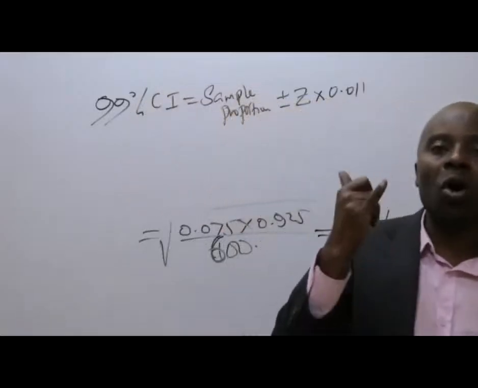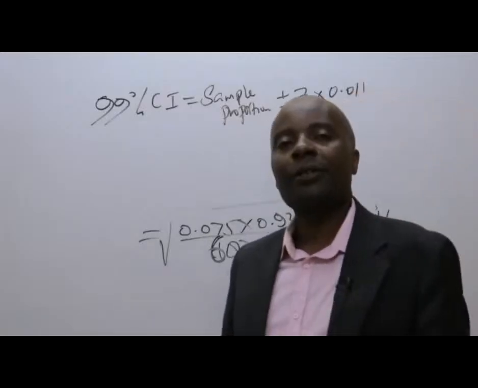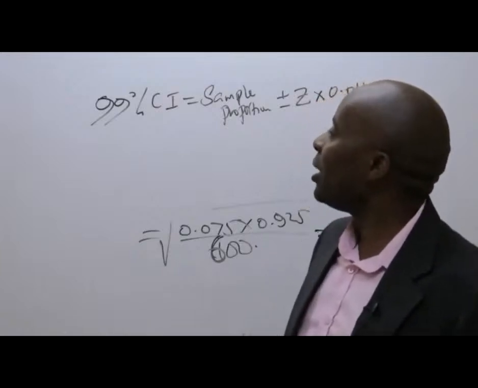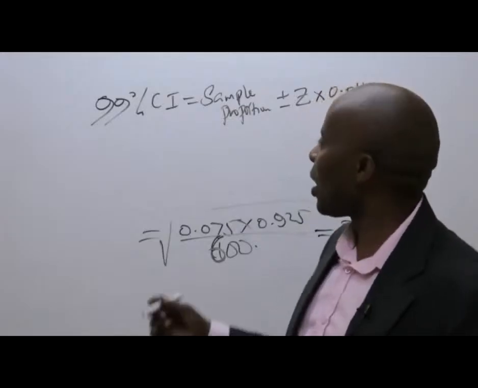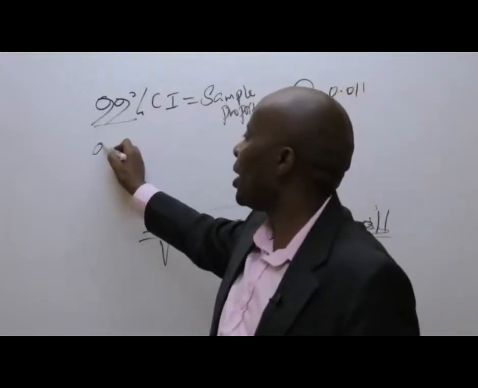Our N is a whole 600. It's more than 30. So then, ladies and gentlemen, the most important thing that I would expect you to do, having realized that indeed we want to work with the Z-score, please come and take this 99%.